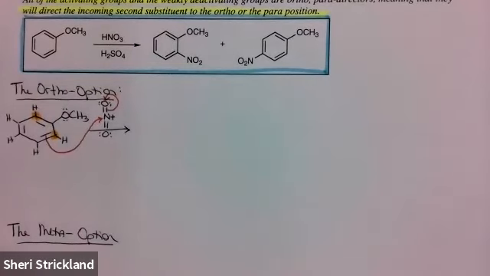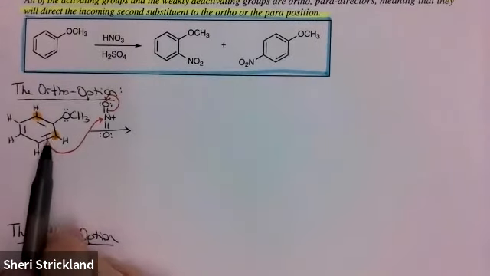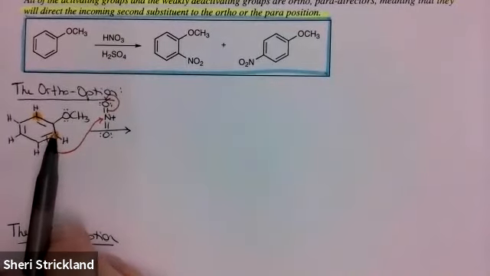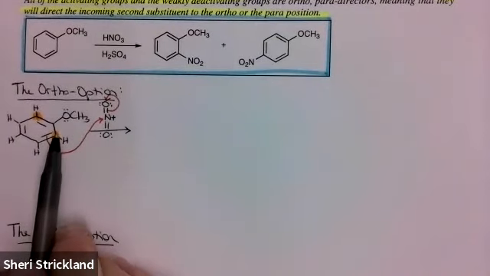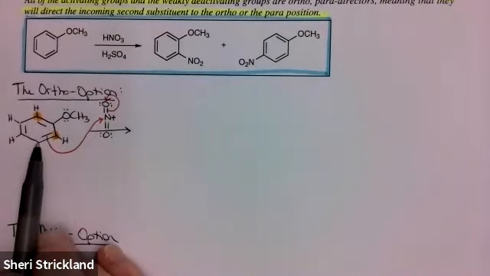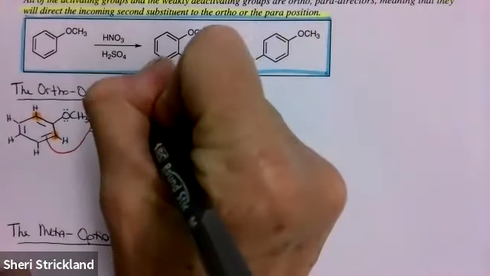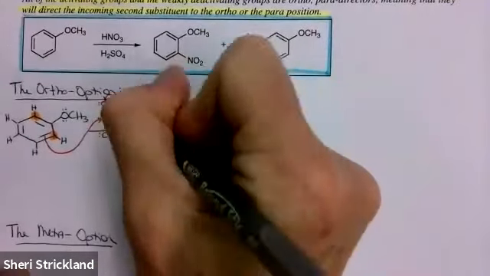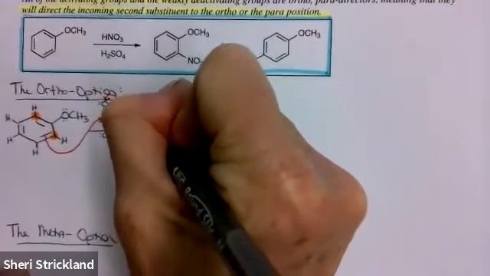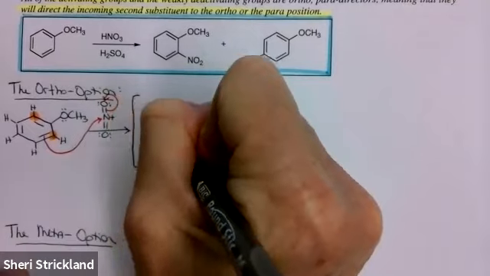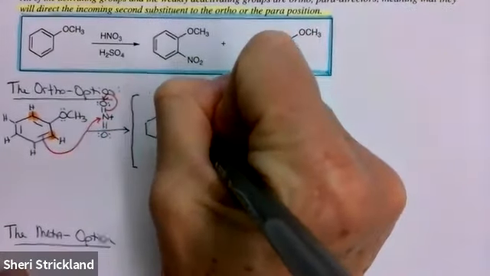All right, so I've chosen this ortho position, and so these electrons will be used to form a new bond between this carbon and that nitrogen, which will leave the positive charge down here on this carbon. All right. So in that case, the arenium ion intermediate looks like this.